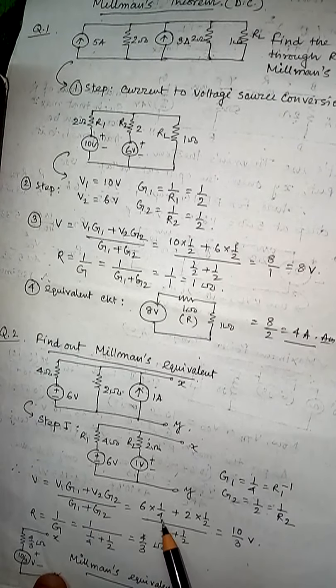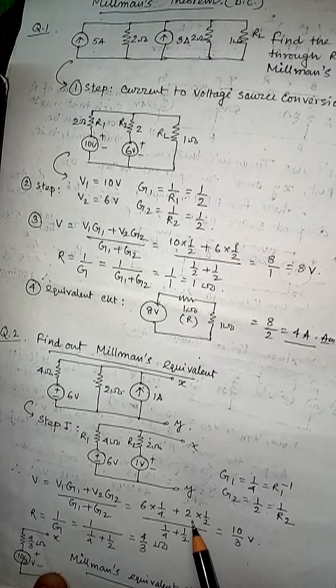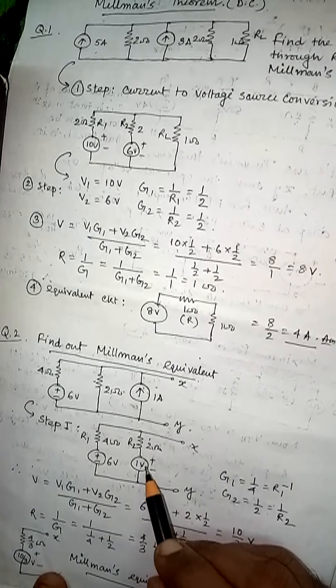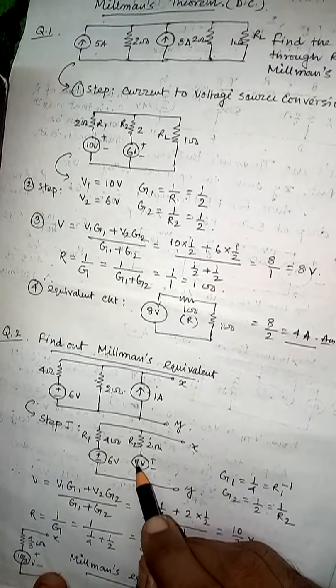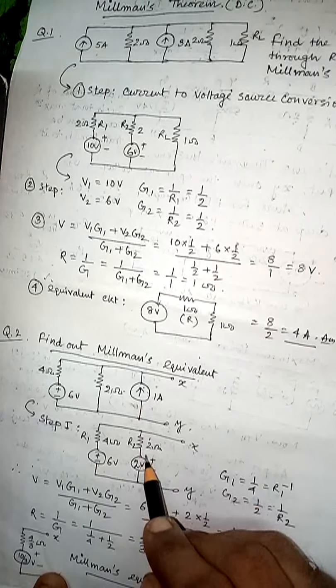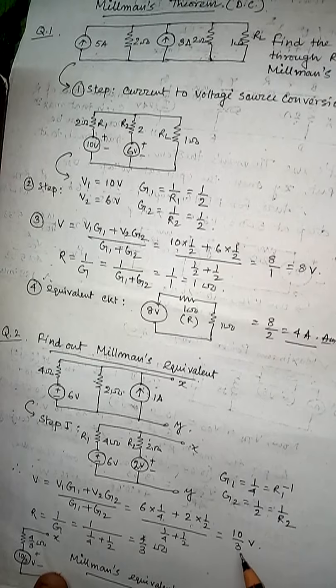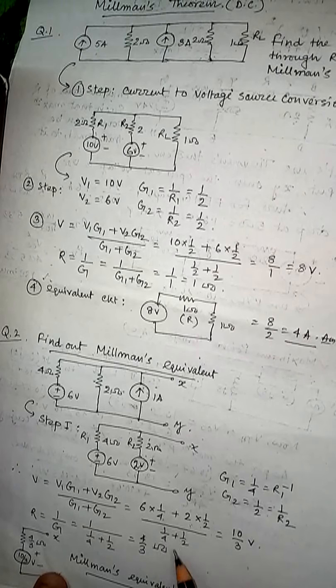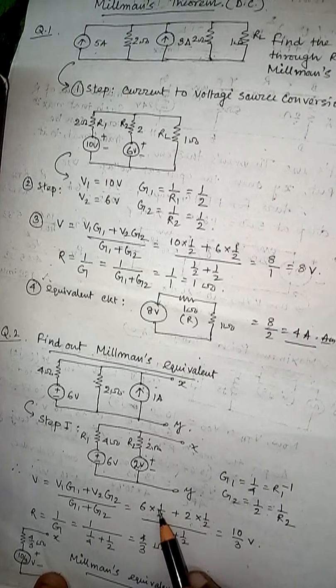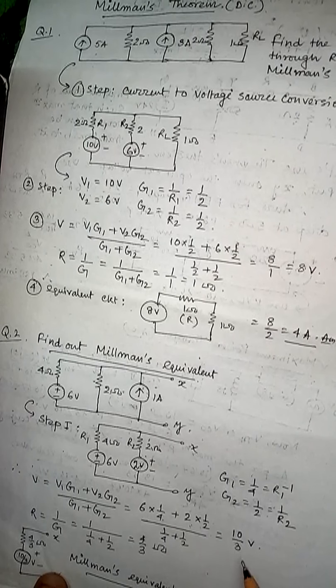V1 is 6, G1 is 1/4, and this is the 1 ampere source, so it is 2 volt, because if I multiply this, it is 2 volt. So 2 volt cross half, it is 1, and this is 3 by 2 plus 1, so it is 5 by 2. And this is 3, so all total this is 10 by 3 volt.